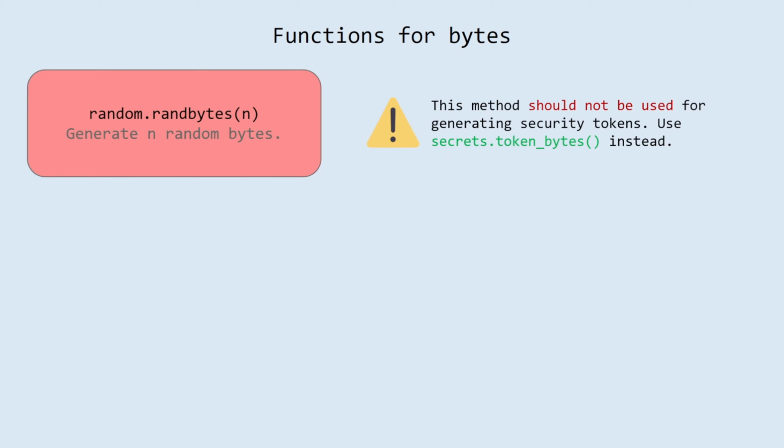Functions for bytes. randbytes, generate n random bytes. This method should not be used for generating security tokens. Use secrets.token_bytes instead.